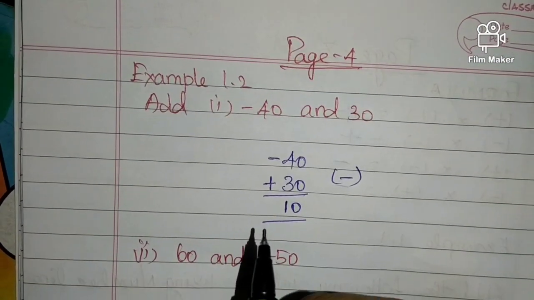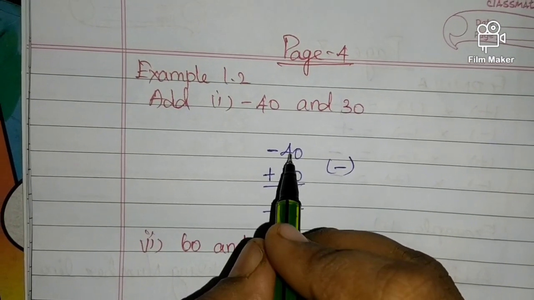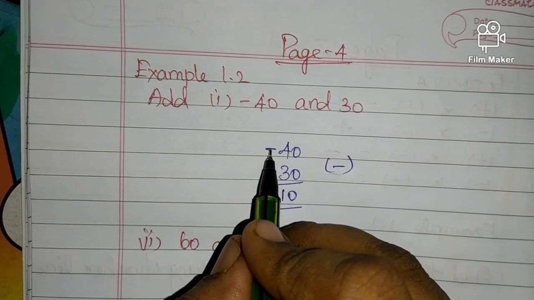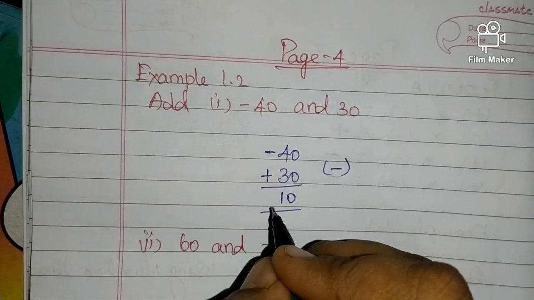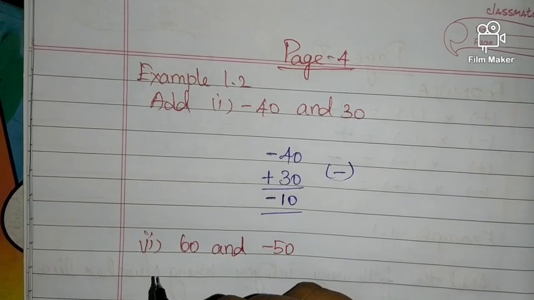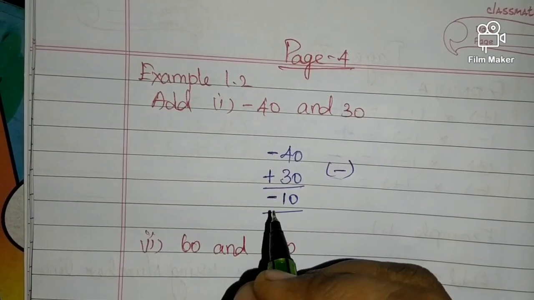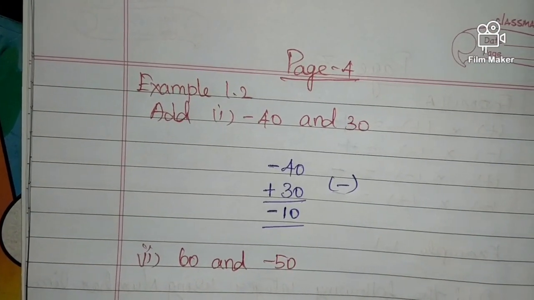Often you keep in your mind which is the greater number here. 40 is the greater number. So before the number what symbol is there? Minus symbol is there. So before the answer you just give the same minus symbol. If it is a positive number, we just give the positive sign here. Okay, are you clear with this example?